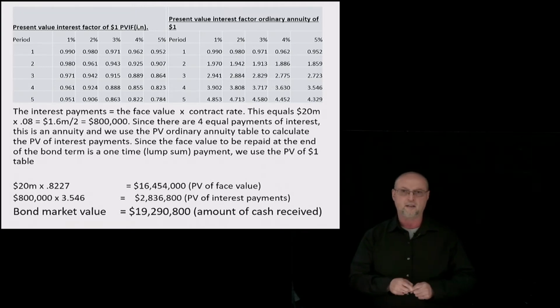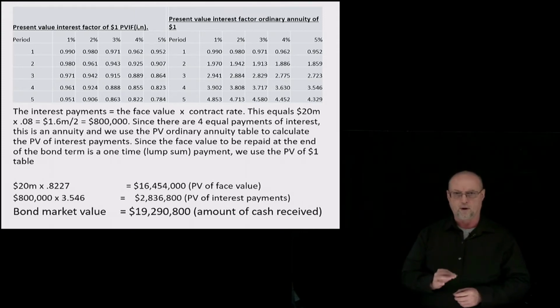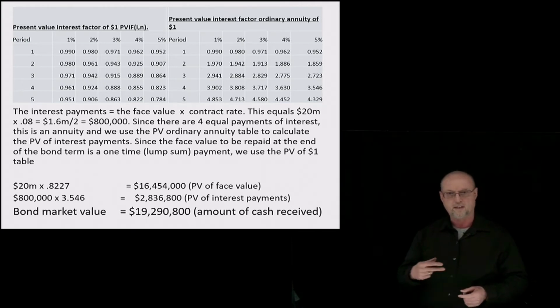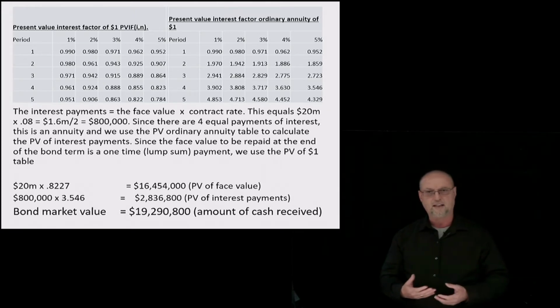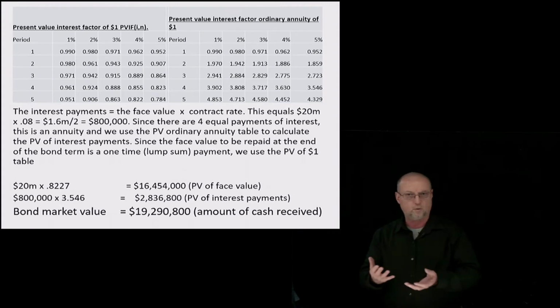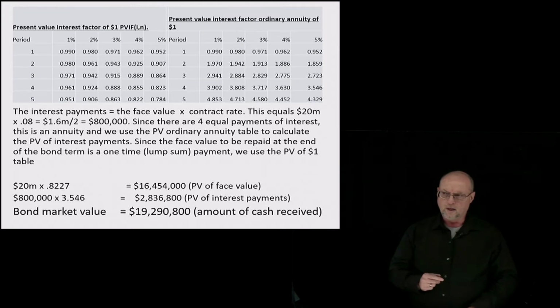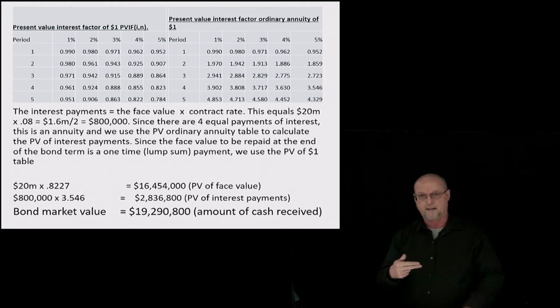Whenever you are calculating present value for bonds, you always use the market rate, not the contract rate. We use the contract rate to calculate the interest payment, the $800,000. But when we're discounting back to present value, we have to use the market rate. This is the rate that the investors require of a bond, given where the interest rates were on the day that we issued the bonds. Since it's 2 years and 2 payments per year, n equals 4, and the market rate was 10%, we divide that by 2. That's why we're using 5% on both tables.